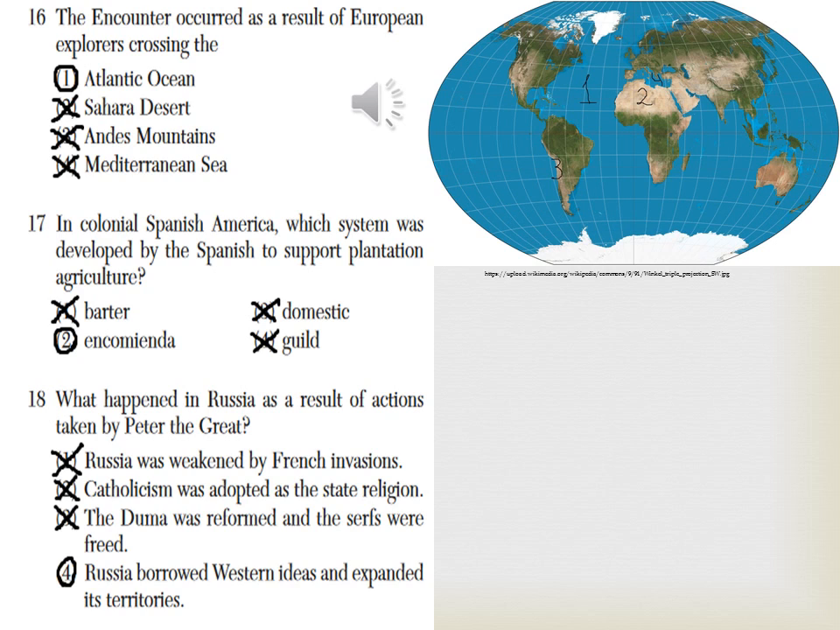where the Spanish enslaved the native people to work on their plantation systems. It was a very race-centered system of encomienda.